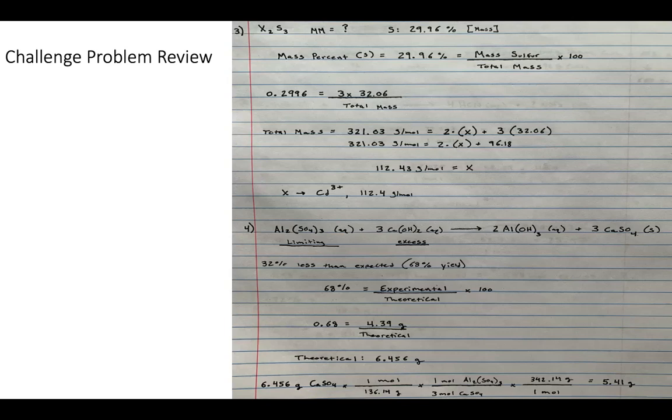And so 1 mole of calcium sulfate is 136 grams. It takes 3 moles of calcium sulfate to make 1 mole of aluminum sulfate. And again, we just convert that from moles to grams, and we find that this reaction would have used 5.41 grams of aluminum sulfate to make the 4.39 grams of calcium sulfate.